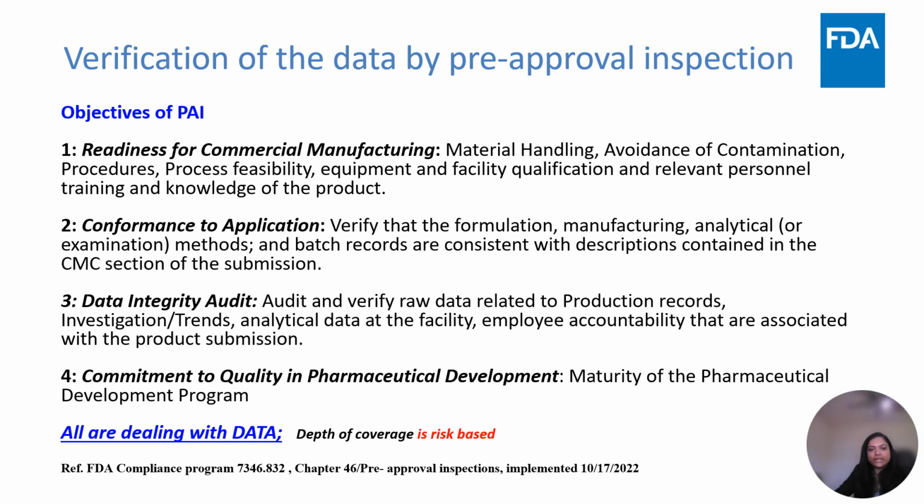The first one is readiness for commercial manufacturing. Under the first objective of PAI, we make sure that the submitted equipment and facilities which are ready for commercial manufacturing are qualified enough. And when exhibit batches were manufactured, those equipment were qualified at the time of manufacturing. We also make sure of the avoidance of contamination, material handling, process feasibility, as well as relevant personnel training and knowledge of the product.